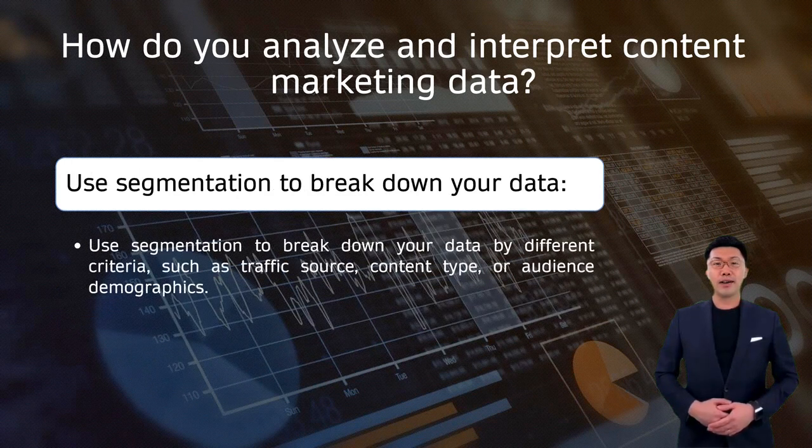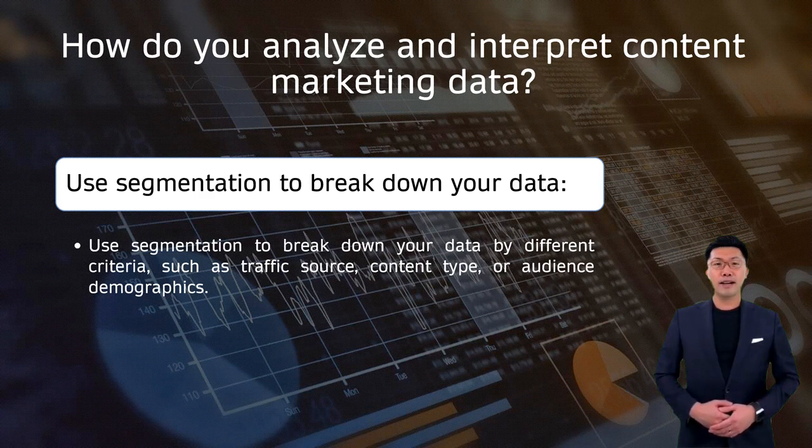Step 5. Use segmentation to break down your data. By breaking down your data into segments, such as traffic source, content type, or audience demographics, you can better understand which content is performing well and which may need optimization.